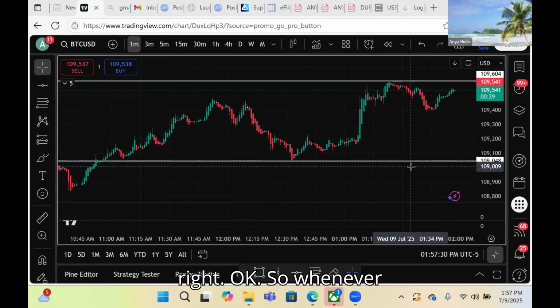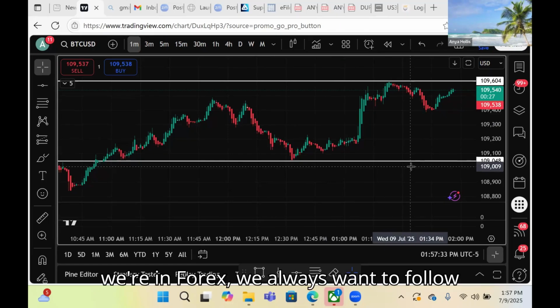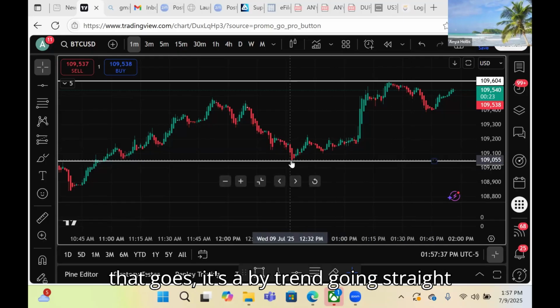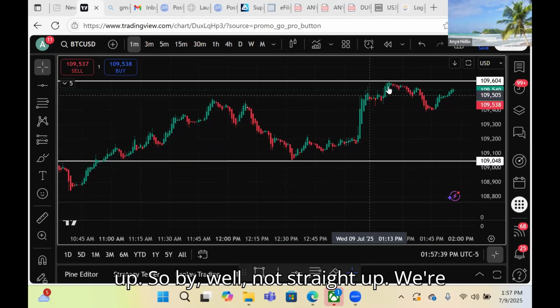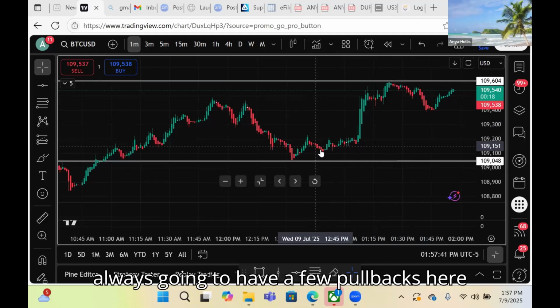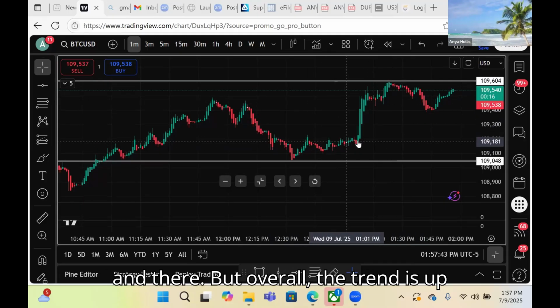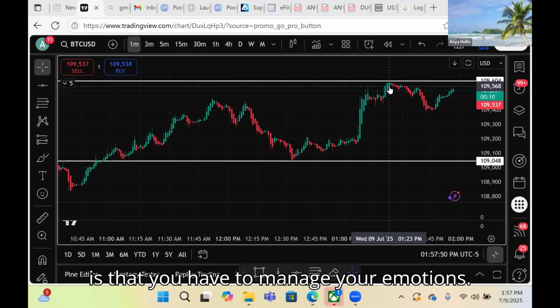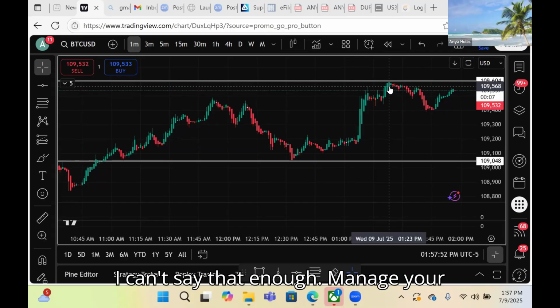All right. Okay. So whenever we're in Forex, we always want to follow the trend. Here we got a trend that's a buy trend going up. Well, not straight up. We're always going to have a few pullbacks here and there, but overall the trend is up, a buy. The thing about Forex is that you have to manage your emotions. I can't say that enough. Manage your emotions, manage your emotions, manage your emotions.